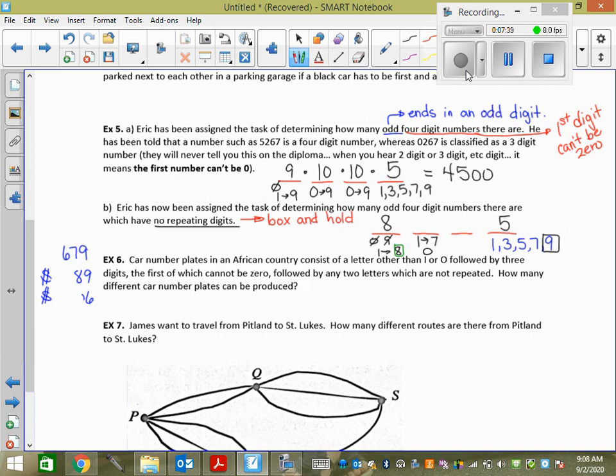Right? If you're someone who's like, yeah, I'm totally going to forget that, then what I would do is circle it and leave myself a little note that says, when non-repeating and odd, bring back 0.